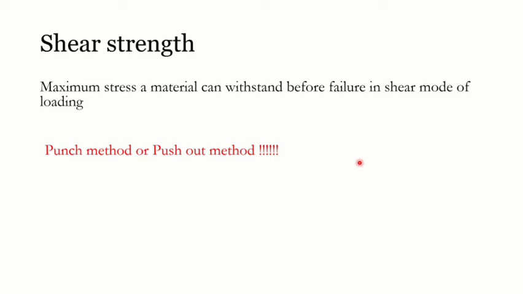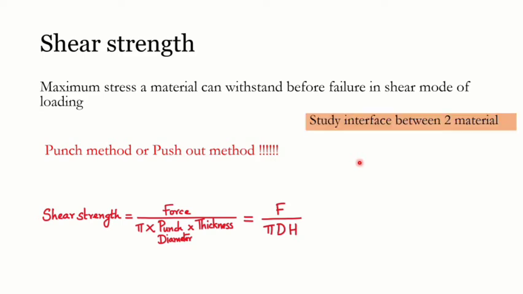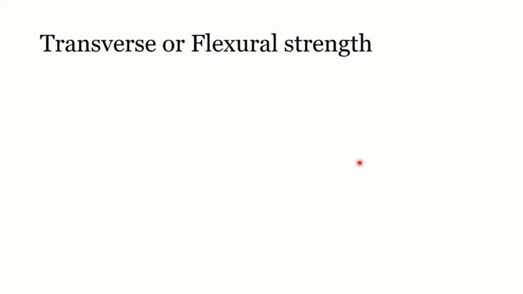Next is shear strength. This is the amount of stress a material can withstand before there is failure in the shear mode of loading. This can be measured by either a punch method or a push out method. Shear strength can be calculated as force divided by pi into the punch diameter into the thickness. What is the significance of this? It helps us in studying the interface between two materials. This is of significance in the case of metal fused to porcelain, in your metal ceramic FPDs.